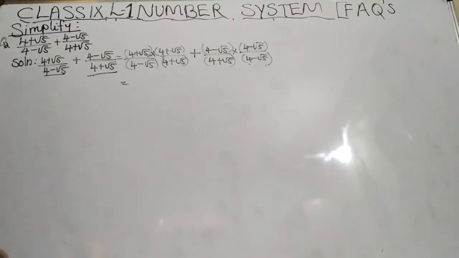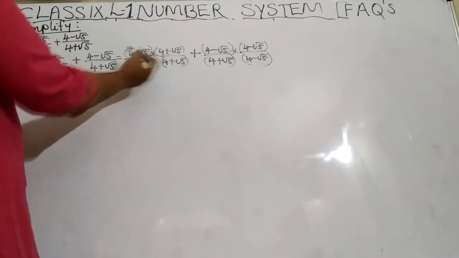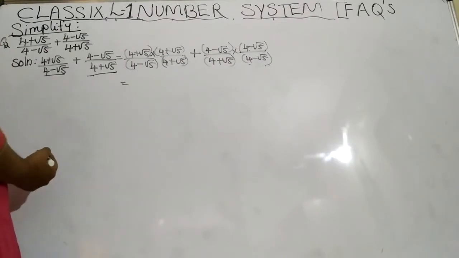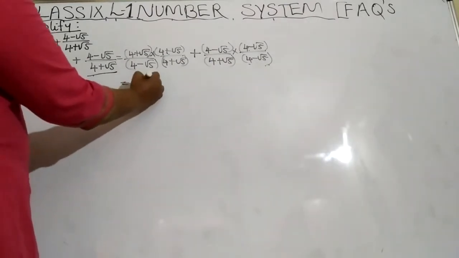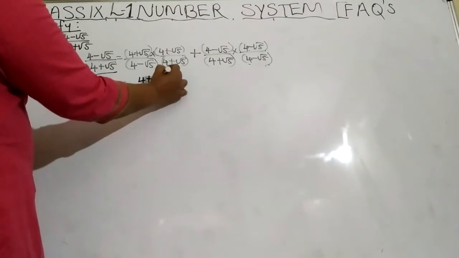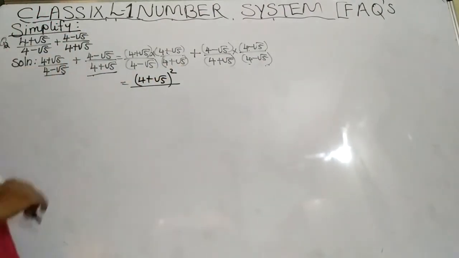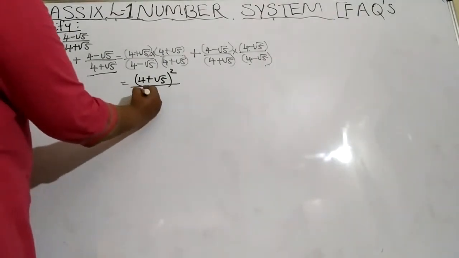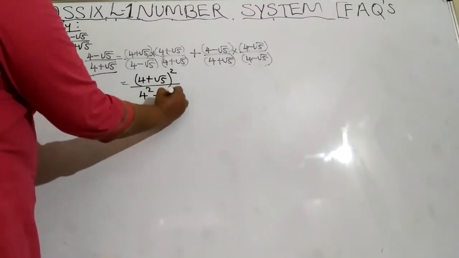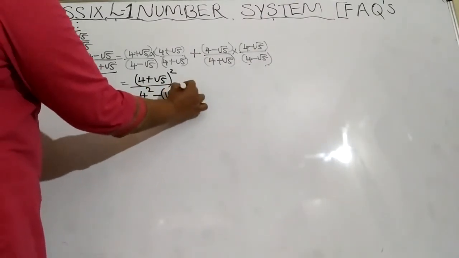Now we can see the multiplication of numerator. The product of numerator gives 4 plus root 5 into 4 plus root 5, that is 4 plus root 5 whole square, upon the denominator in the form a minus b into a plus b. So that is a square minus b square.